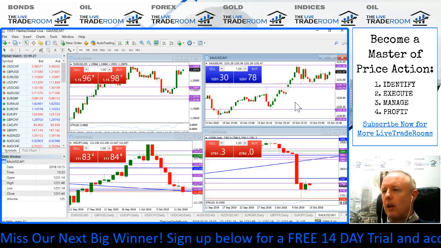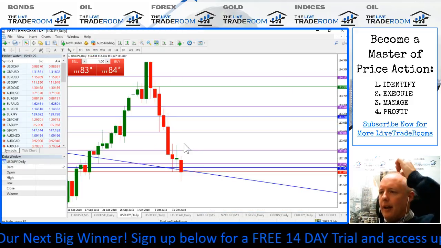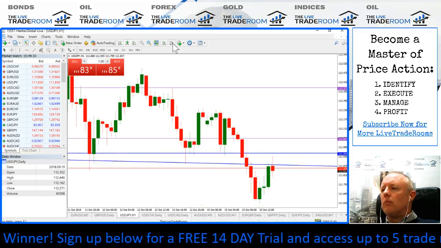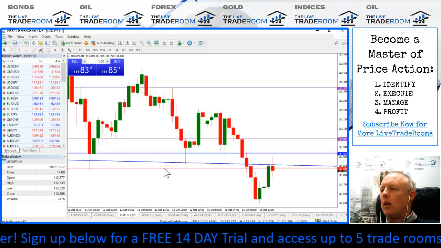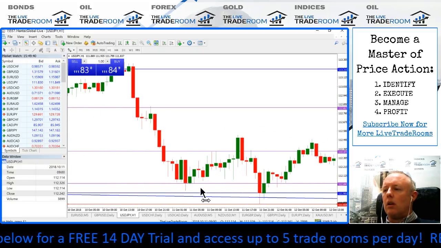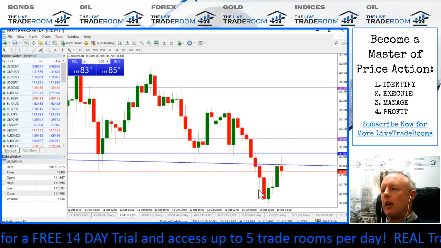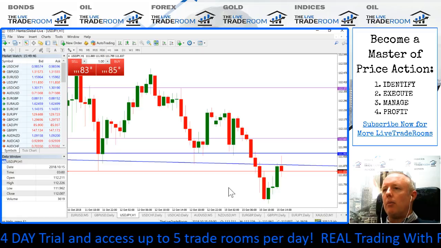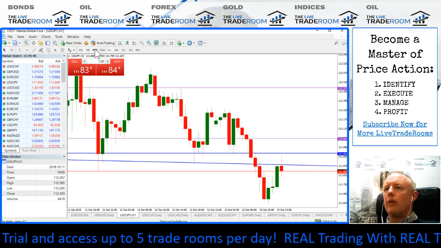Let me just have a quick look at the dollar yen. That's the weekly low. We've extended low. We've pulled back to this level. So will we get continuation lower? We're probably quite likely to do so.